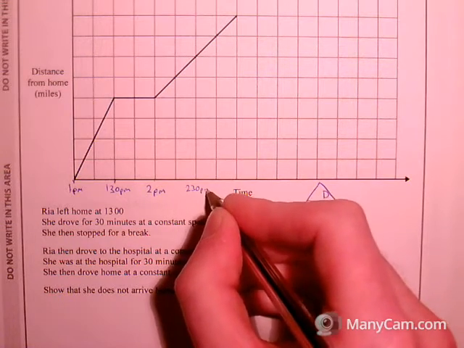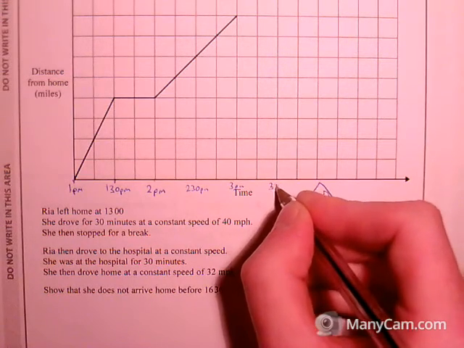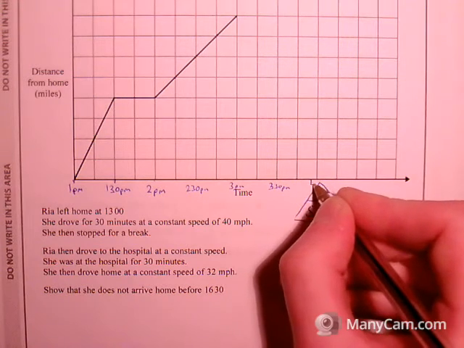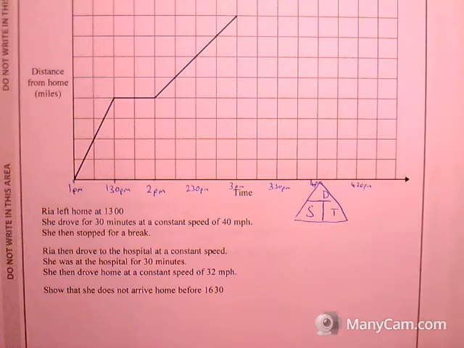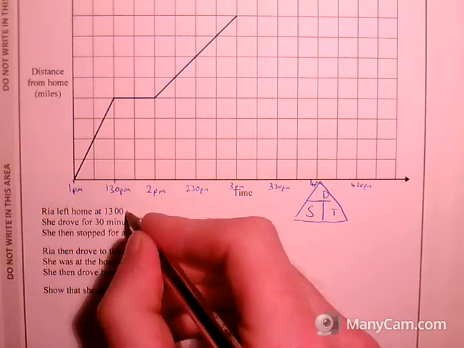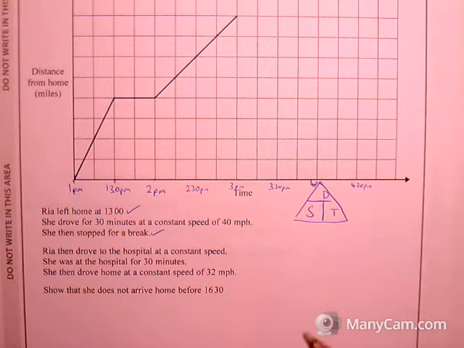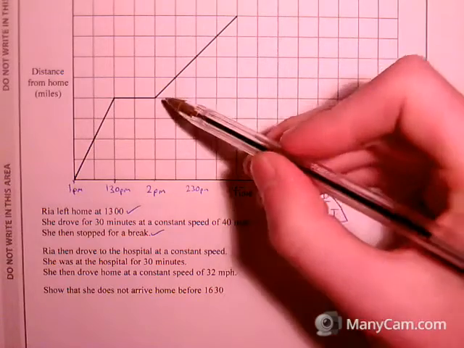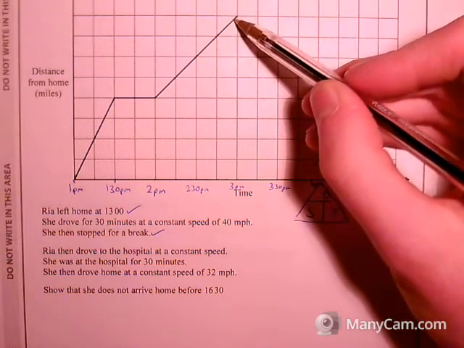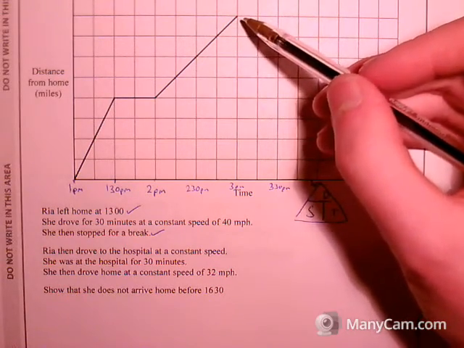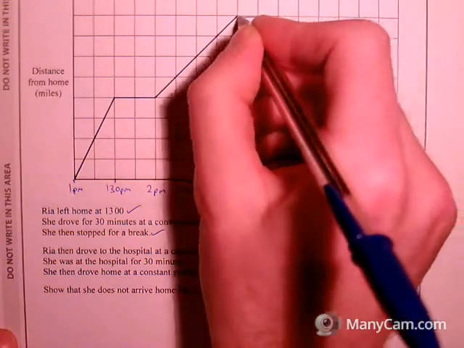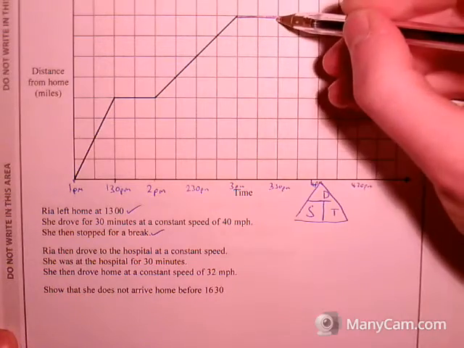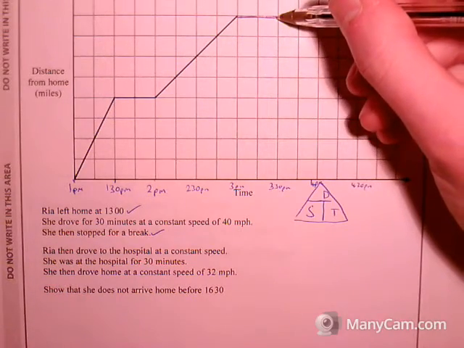And then I could carry on to fill out my x-axis. So I've got 2:30 p.m. and then 3 p.m. and 3:30 p.m. and then 4 p.m. and then 4:30 p.m. So I've dealt with that part and I've dealt with her stopping for a break. We're then told that she drove to the hospital at a constant speed, so that's this part here. Don't know what the speed is, but it was a constant speed. And then she was at the hospital for 30 minutes. So if she was at the hospital for 30 minutes, using my scale I can draw that extra bit in there to help me. So this is the point when she leaves the hospital.